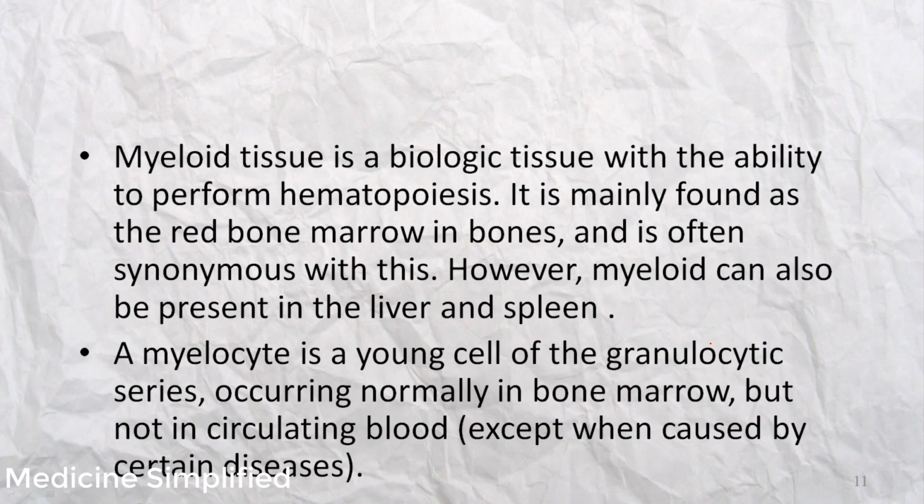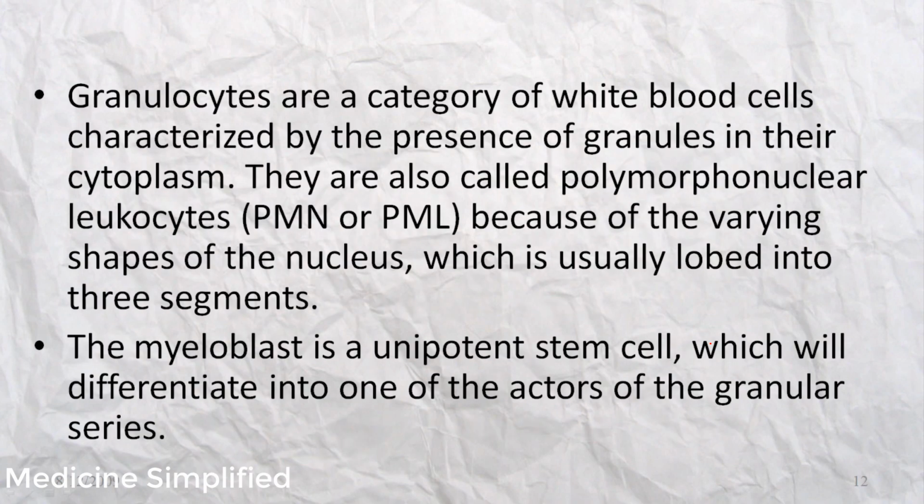A myelocyte is a young cell of granulocytic series, occurring normally in bone marrow but not in circulating blood. Granulocytes are a category of WBC, characterized by presence of granules in their cytoplasm. They are also called polymorphonuclear leukocytes because of varying shapes of nucleus, which is usually lobed into 3 segments. The myeloblast is a unipotent stem cell which will differentiate into one of the granular series.